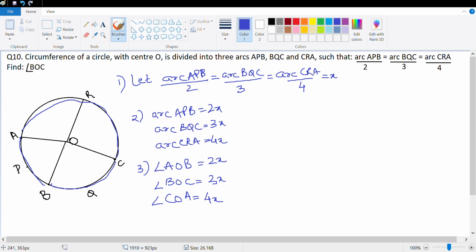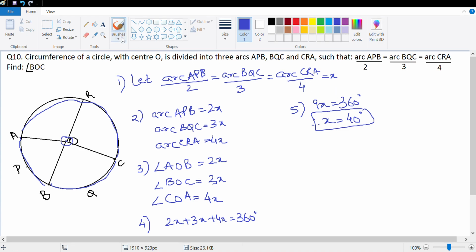And what will be the sum of all angles around a point? Yes, it will be 360. So 2x plus 3x plus 4x is equal to 360 degree. What this means is 9x is equal to 360 degree. Therefore, x is equal to 40 degree.